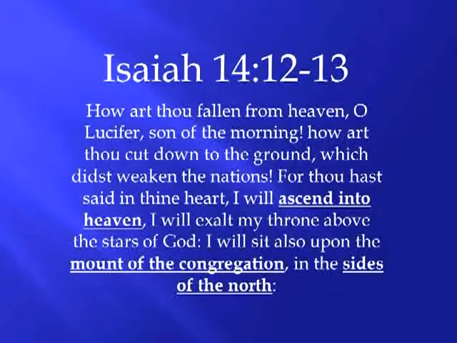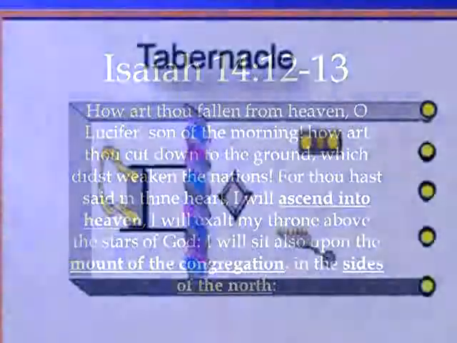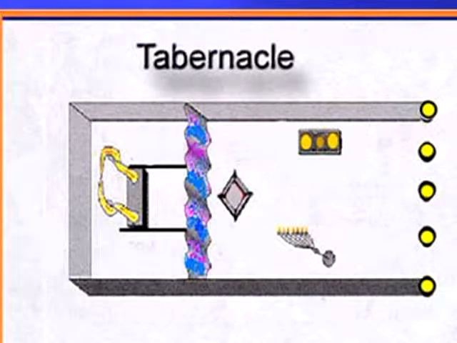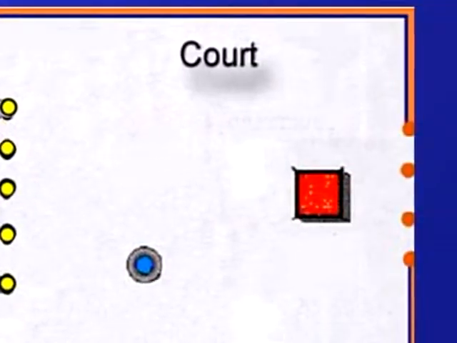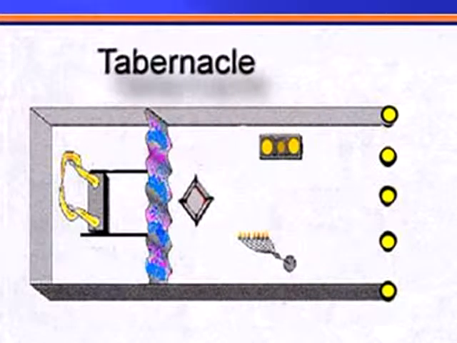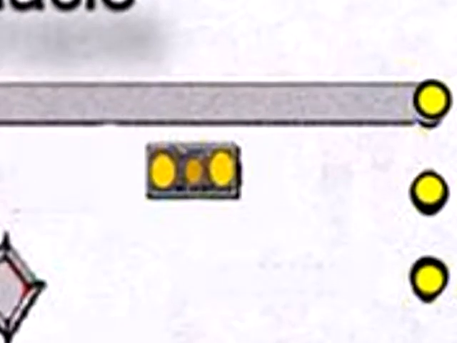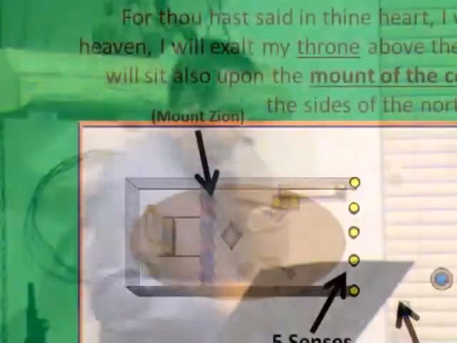Now, to get a full understanding of these boastful words of Lucifer, we need to understand something. Lucifer started out here. He was the covering cherub. But when he fell to the world, he fell out of heaven. And what he's saying in these boastful words is that he will ascend back into heaven, and he will sit on the mount of the congregation in the sides of the north. Now, where was the north? Table of showbread. That's the only thing that's sitting on the north side. Now, the interesting thing about this, if you go through and study out this mount of the congregation, that was what the Jews referred to the sanctuary, the temple mount. That was the mount of the congregation.